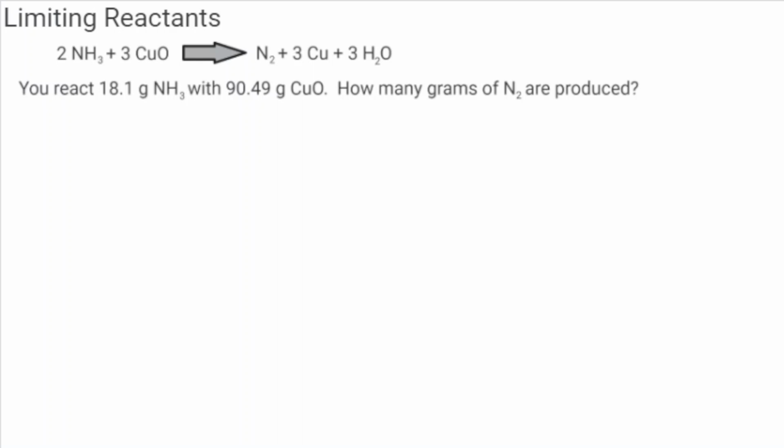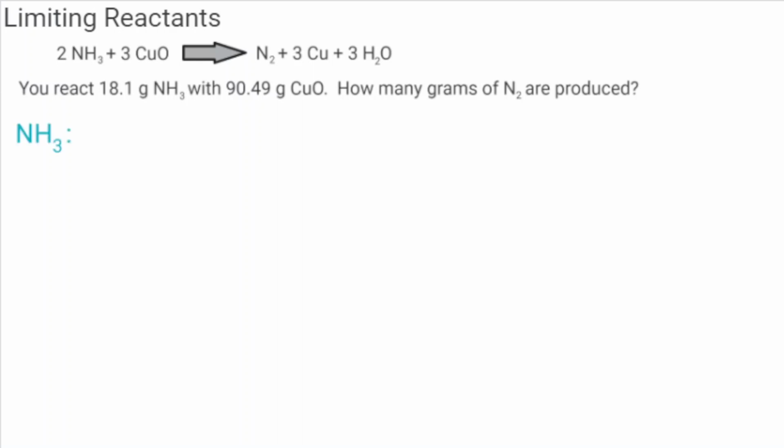So to solve this, there's a whole slew of ways that we could go about it. The way that I find works best for most people is if you almost treat it like 2 separate problems. So we'll solve it once with just the 18.1 grams of ammonia, and then we'll solve it again with the 90.49 grams of copper oxide. And as you get going, this is actually a really fast process, so it doesn't add that much more time over some other methods you can use, and it really helps eliminate a lot of potential mistakes that could occur.